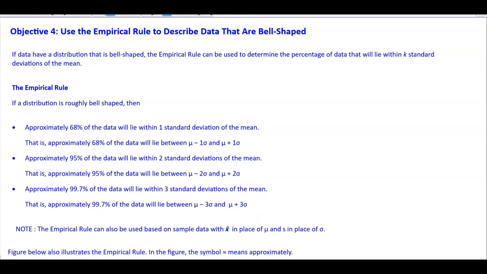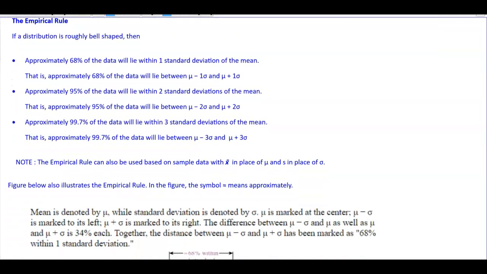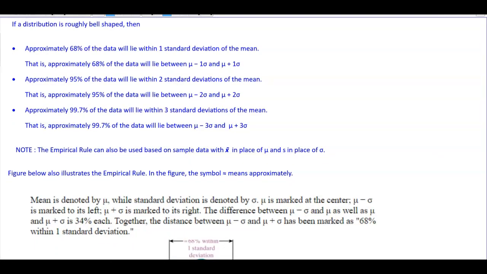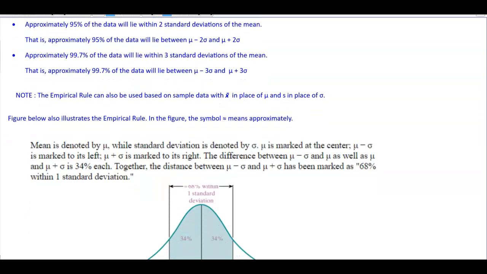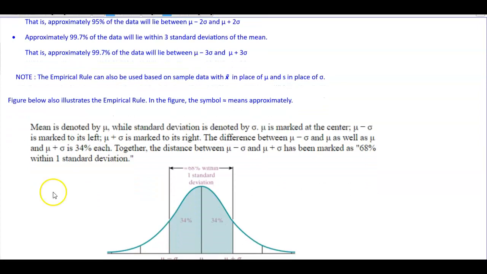Now note that the empirical rule can also be used based on sample data, with the sample mean in place of the population mean and the sample standard deviation S in place of the population standard deviation sigma. Now the figure below illustrates the empirical rule. In the figure, the symbol here means approximately.